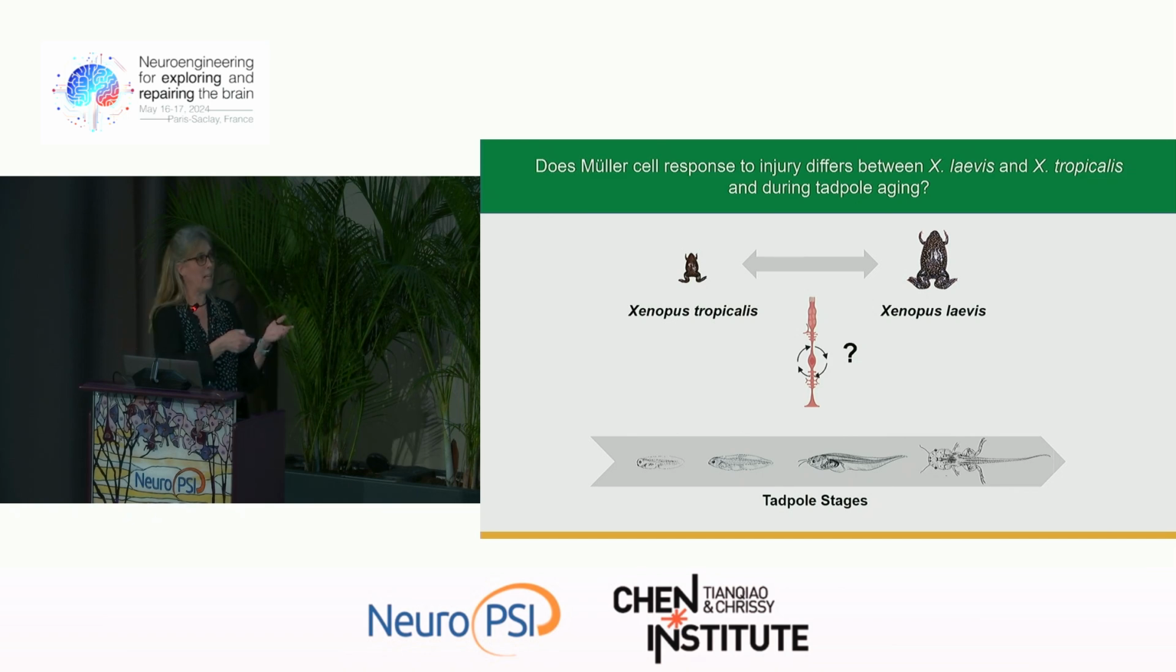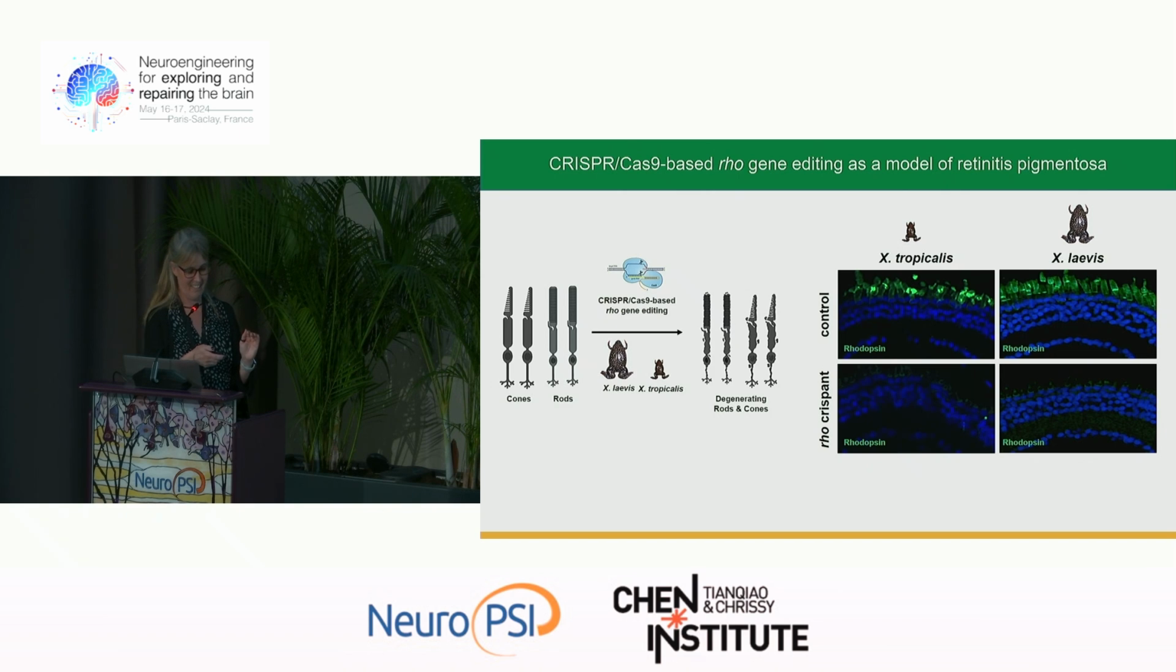So here, if I had to guess, I would have said that Muller cells would respond similarly in the two Xenopus species, and that this capacity would decrease while the animal is aging. Now, I have to tell you that I lose all my bets, so you'll see that this was also the case here. To compare two different species, we obviously have to design the exact same paradigm of injury.